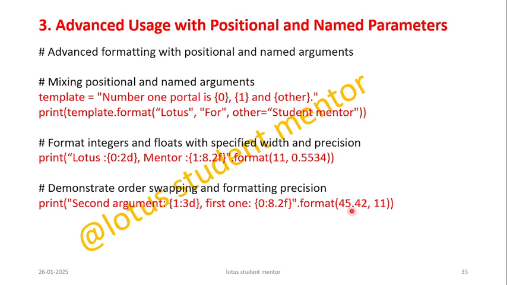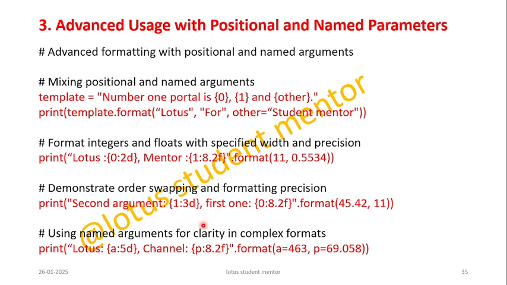What is the 0? Here, very important. Which one is index 1 here? 45.42 or 11? 11 is index 1. This 45.42 index is 0. So where is the 0 index here? 0 index here, that is 45.2f, 42 will be printed here. That means the second argument is 11. First one is 45.42. That will be the output.